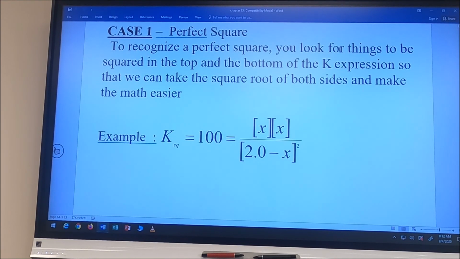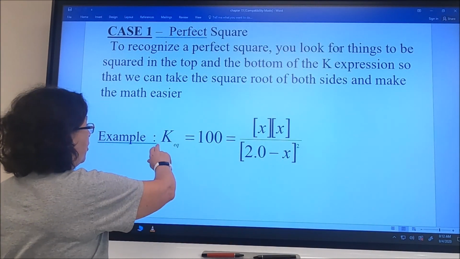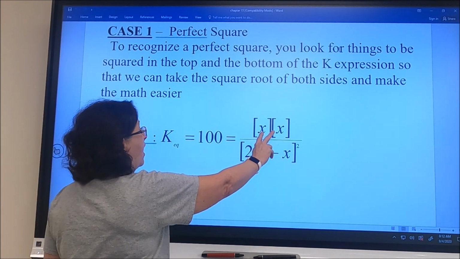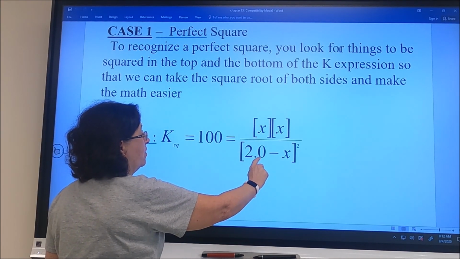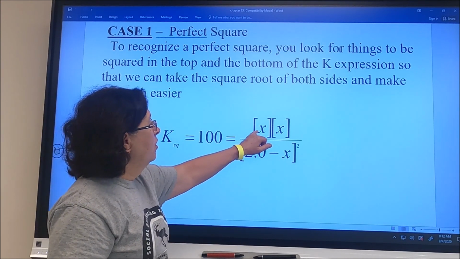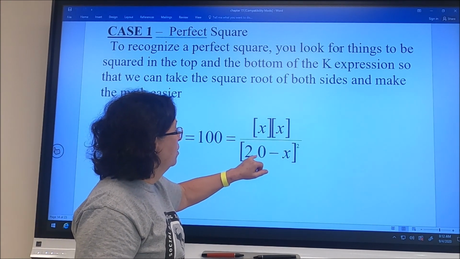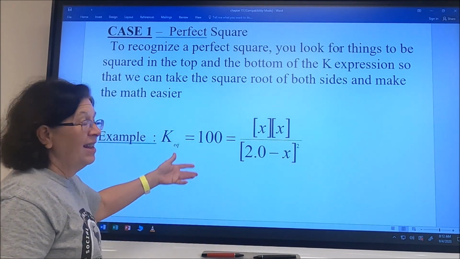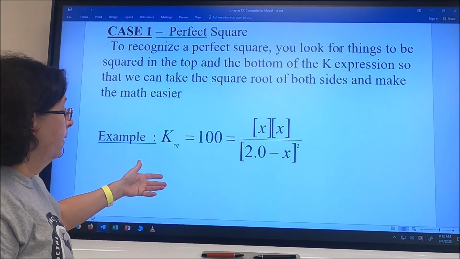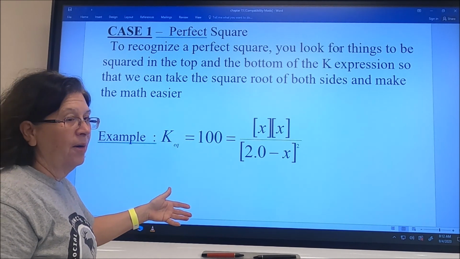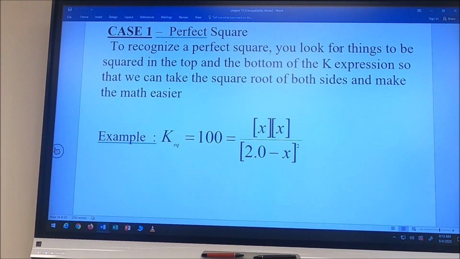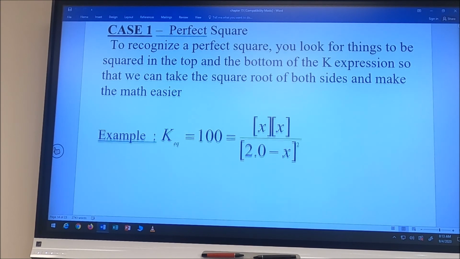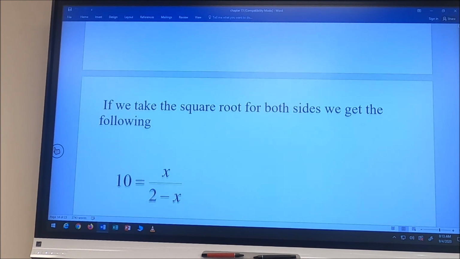Now, the easiest case is a perfect square. When we've plugged into the equilibrium expression where we've got the value of K, notice I've got x times x on top and 0.20 minus x squared on the bottom. So I see I have x squared over 0.20 minus x squared. This is a perfect square. Okay? Now when we have a perfect square, the easiest way to solve this is, step 1, take the square root of both sides. So the first thing that we're going to do is take the square root of both sides.